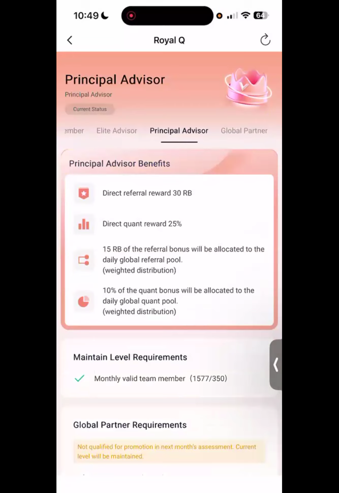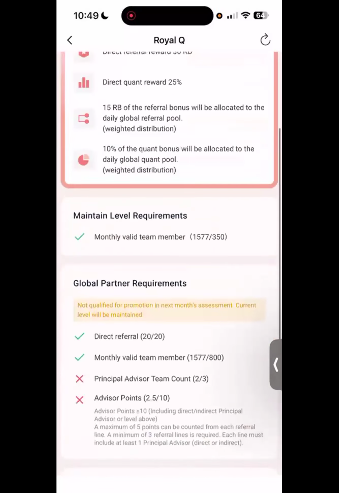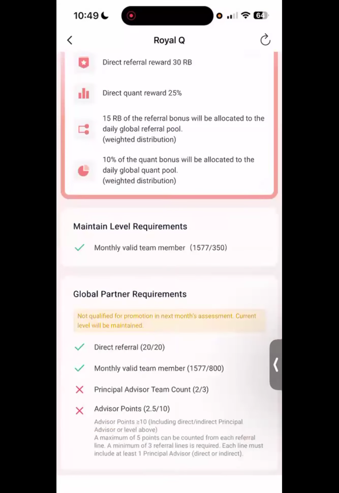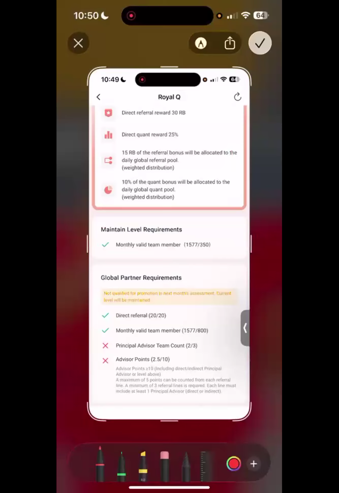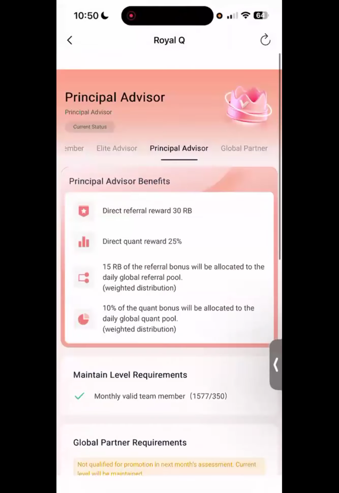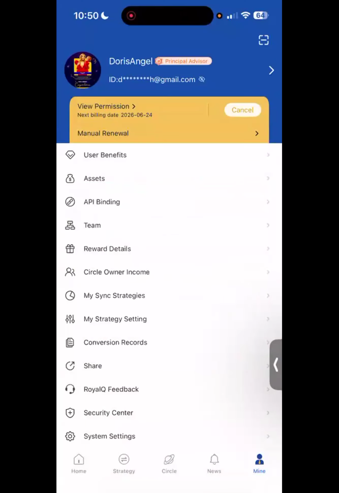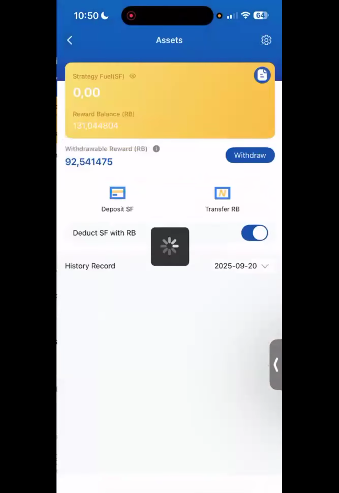All right. If you also want to check if the following month you will be demoted or you maintain your rank, you can see it under this button where it says you are not qualified for the next month's assessment. Current level will be maintained. Okay, I hope that is clear, ladies and gentlemen. All right, let us move to assets.